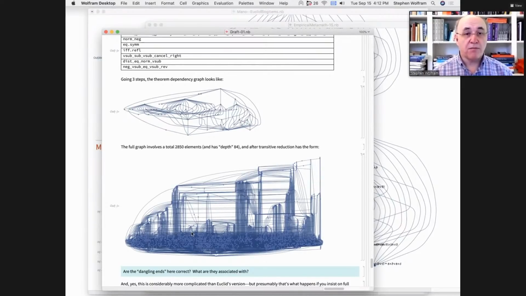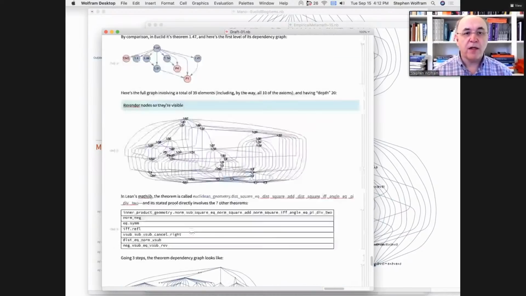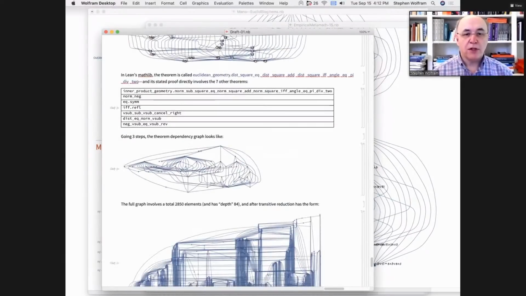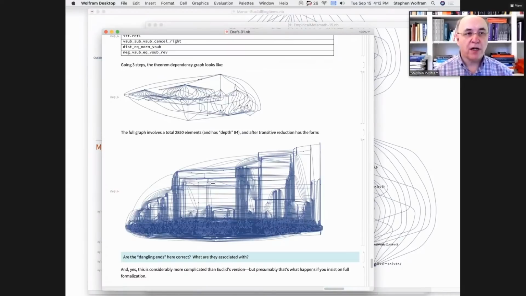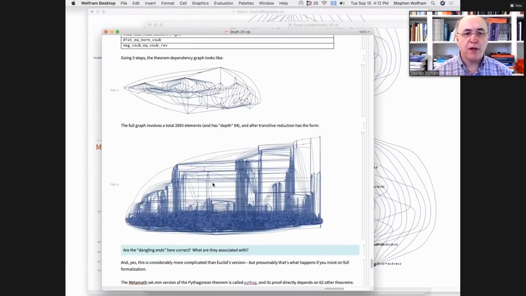The analogous thing in Euclid is much simpler because it's much less rigorous. It takes, I'm sure I said how many, 39 nodes in Euclid, which translates to 2,800 in Lean. And our initial estimate for MetaMath was, I think, 8,000, but I think we discovered this morning that we got that slightly wrong because we included some stuff we shouldn't have included. So I think it's going to be more comparable to the Lean result.